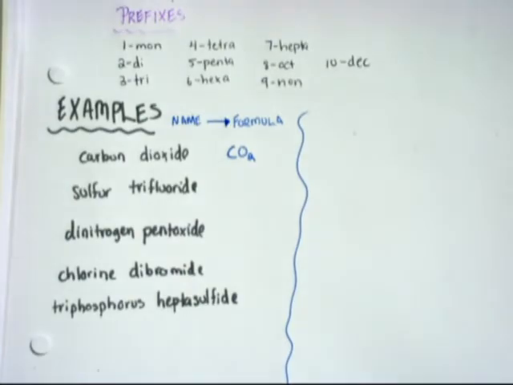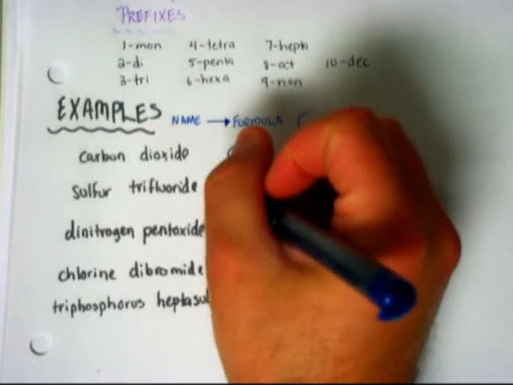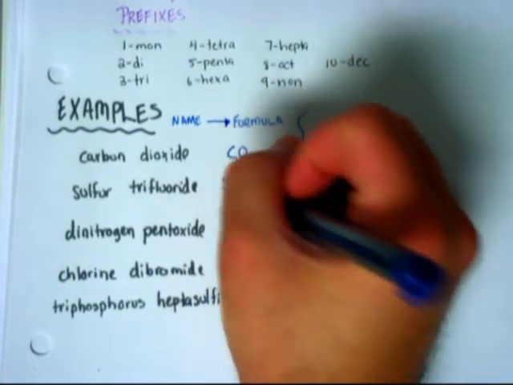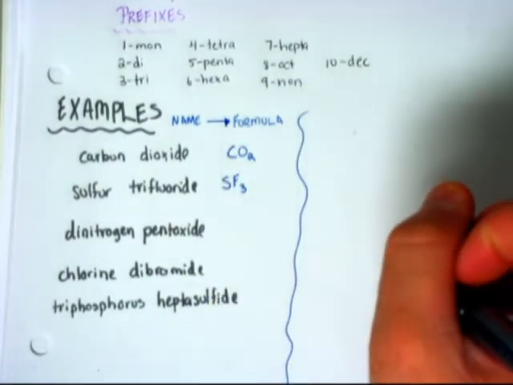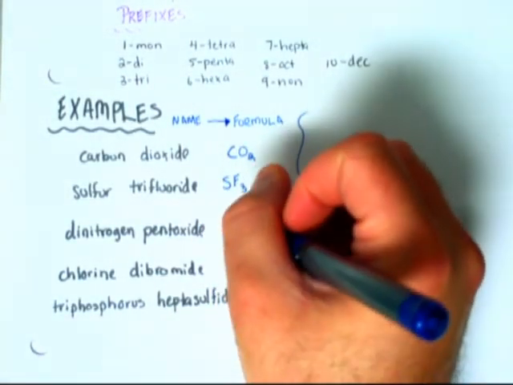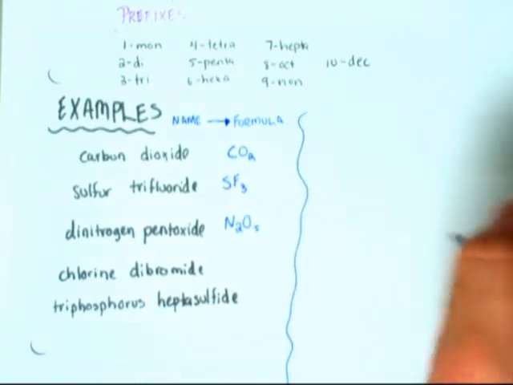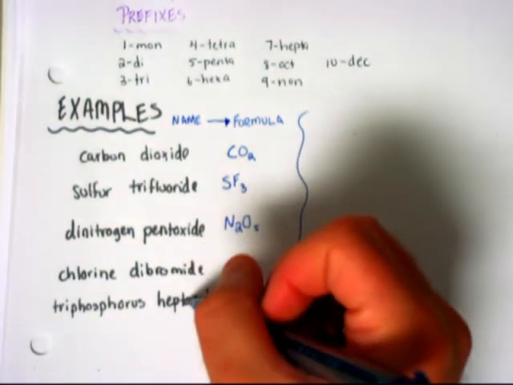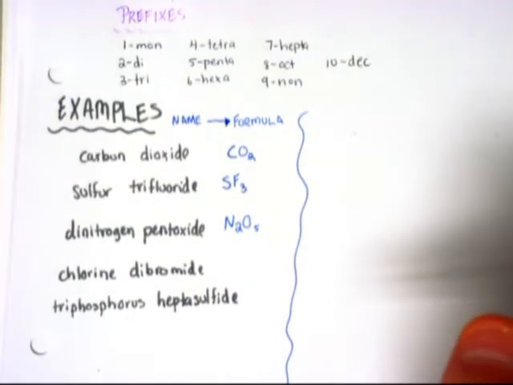How about sulfur trifluoride? How many sulfurs do you think there is? There's 1 sulfur. How many fluorines? 3. SF3. Dinitrogen. N2. Pentoxide. O5. I'll let you work on these last 2 real quick, and then we'll check them.